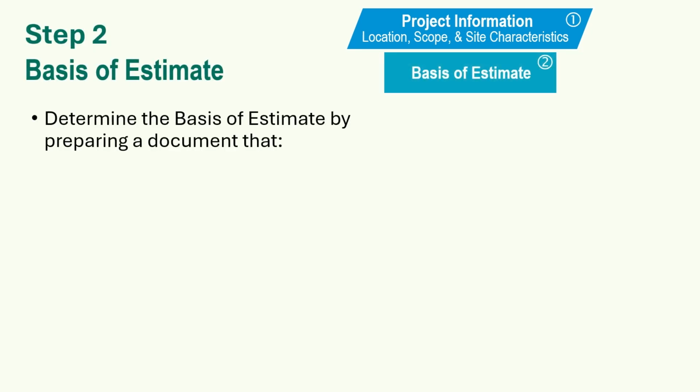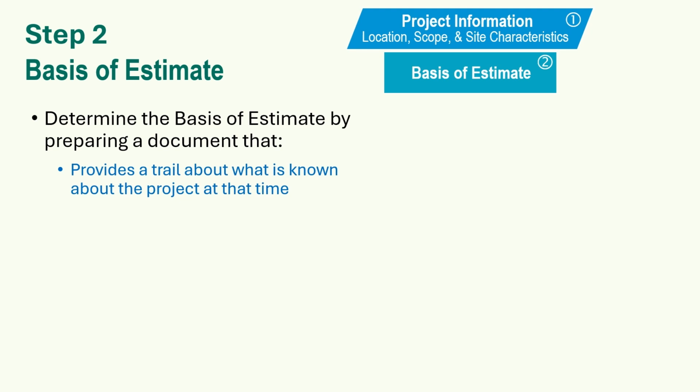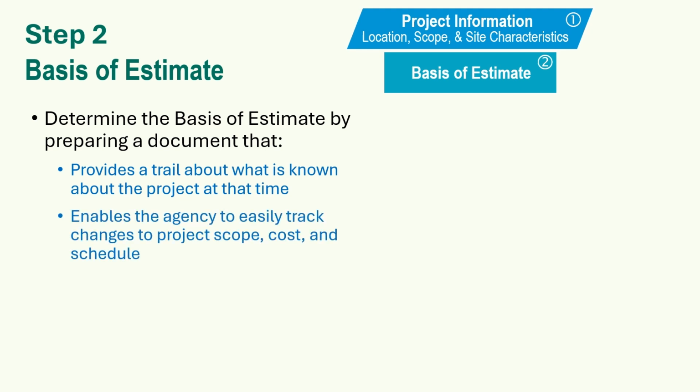Step 2. Basis of estimate. Determine the basis of estimate by preparing a document that provides a trail about what is known about the project at that time, enables the agency to easily track changes to project scope, cost, and schedule, clearly identifies project knowns and unknowns.